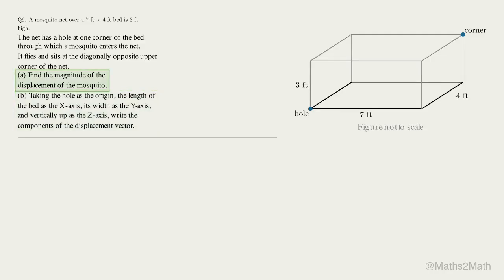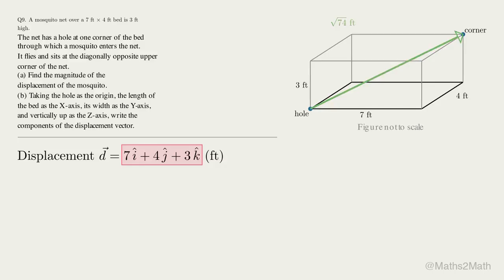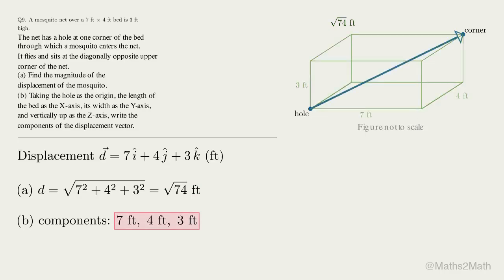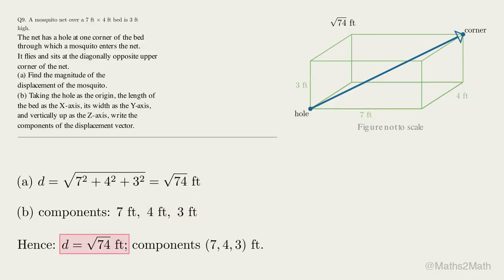The body diagonal of a 7 by 4 by 3 box, with the hole as origin, length along x, width along y, and up along z. The far upper corner is at (7, 4, 3). The magnitude is the root of 49 plus 16 plus 9, which is root 74 feet. And the components are simply 7 feet, 4 feet, and 3 feet along the 3 axes. Hence, root 74 feet, with components 7, 4, and 3 feet.